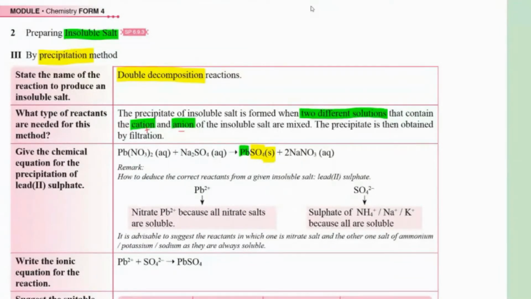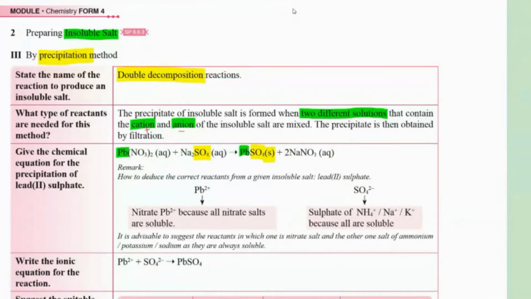So you have to choose two solutions, one which contains the sulfate ions, the anions, and another which contains the positive ions, that is the lead. You must choose both soluble salts, which are solutions. Lead 2 nitrate is a soluble salt. Sodium sulfate is a soluble salt. When these two mix together, it forms lead 2 sulfate and sodium nitrate directly. This one is very fast. You see the white precipitate is formed.